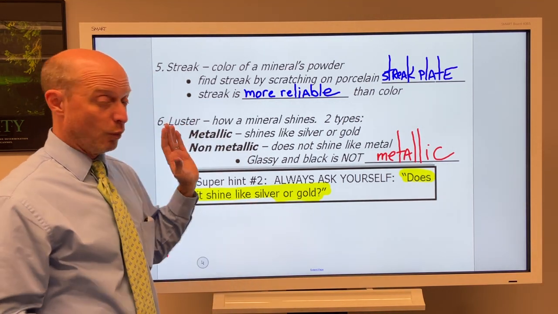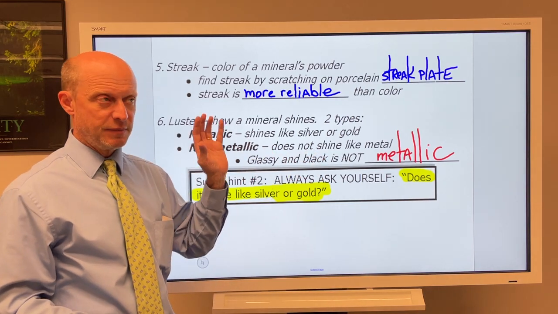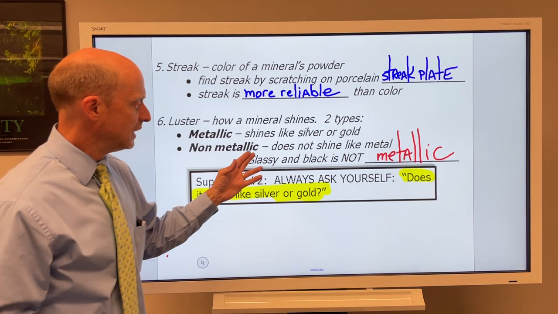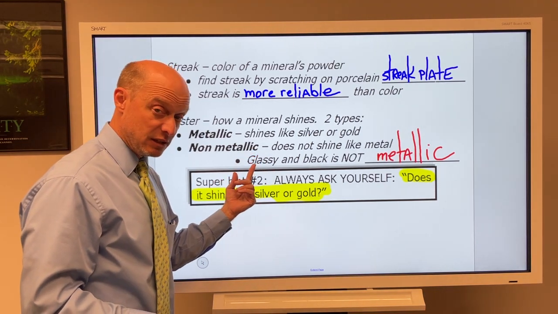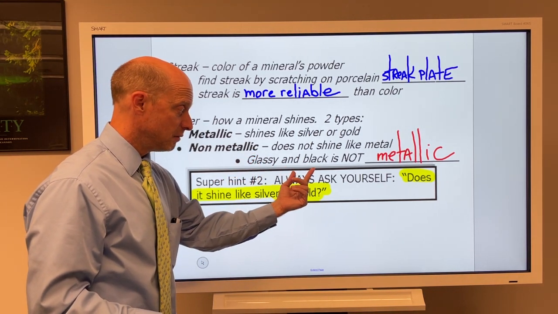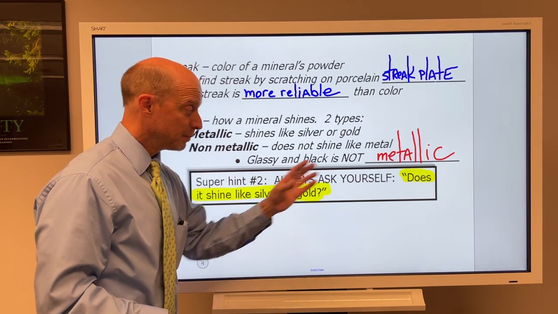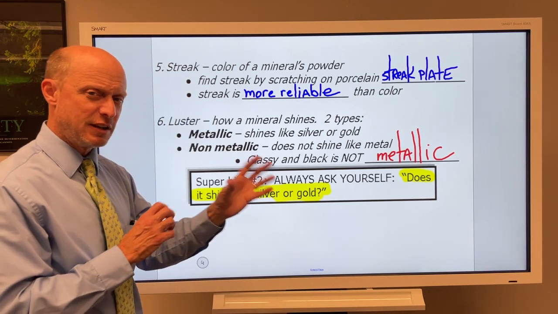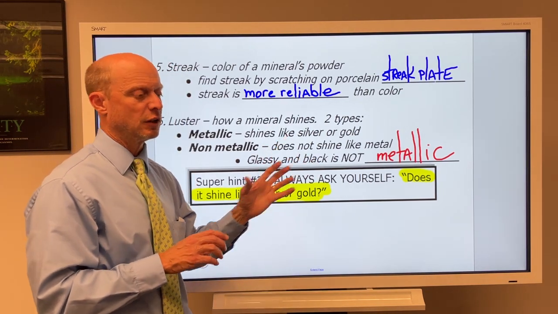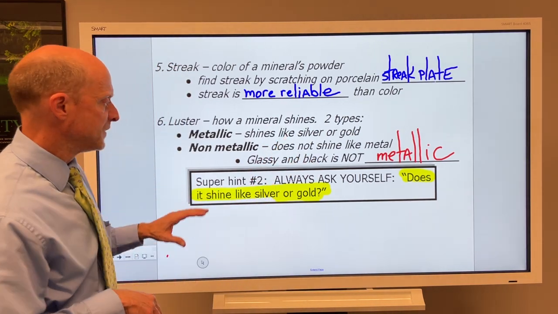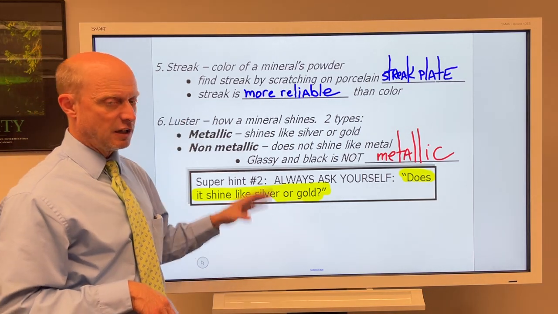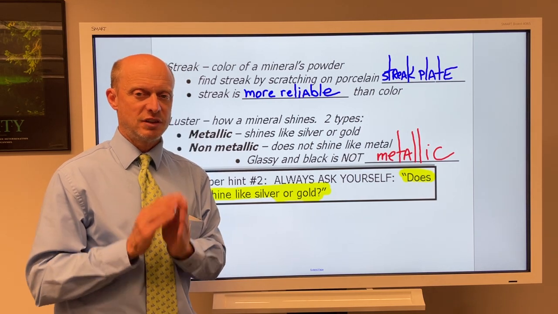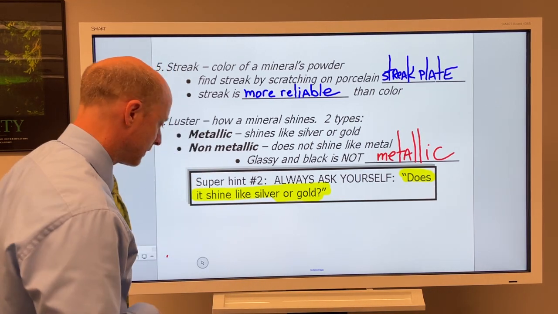Now, the one problem here that takes some experience, and kids tend to get good at it once they do it: if a mineral is glassy and black, it can sort of look metallic, but it's actually not metallic. It's glassy and black. There's a difference between that and a silvery look, which you just gain from experience. So just another hint here, always ask yourself about luster. Does it shine like silver or gold? If the answer is yes, it's metallic, and if the answer is no, it's non-metallic.